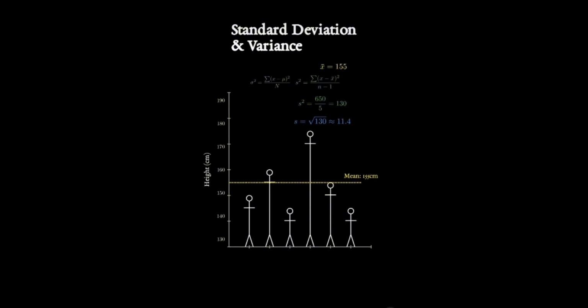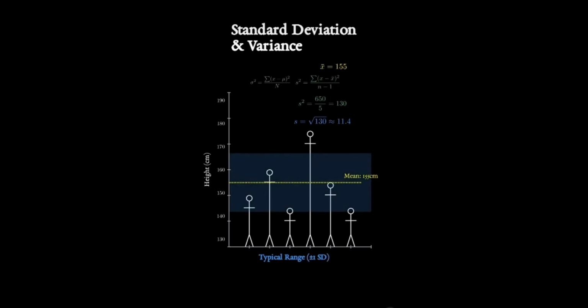Finally, we take the square root to find our standard deviation, 11.4 centimeters. This blue band shows the typical range, telling us exactly how much individual values tend to vary.